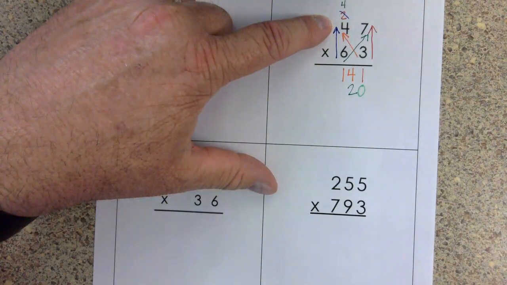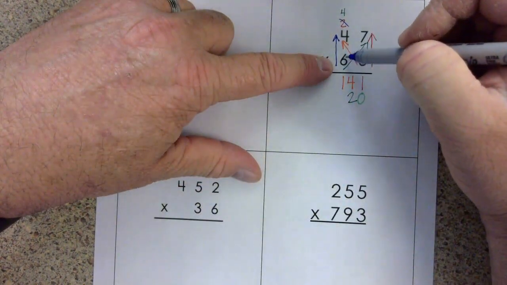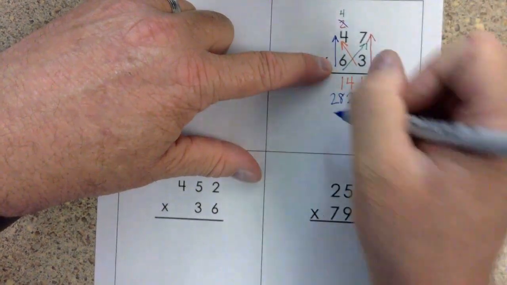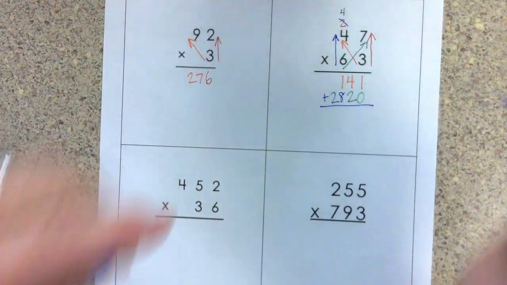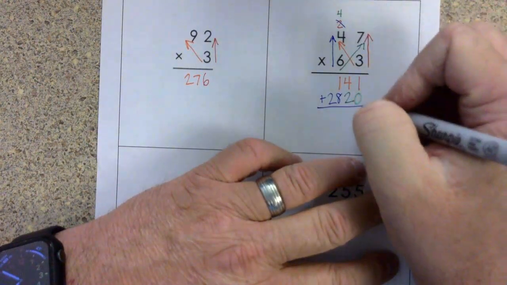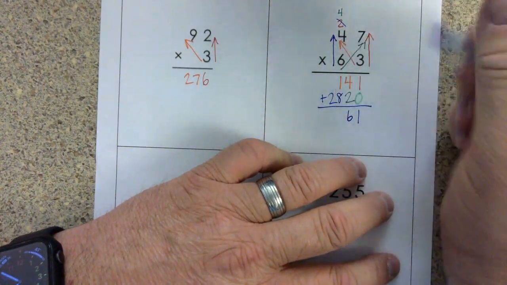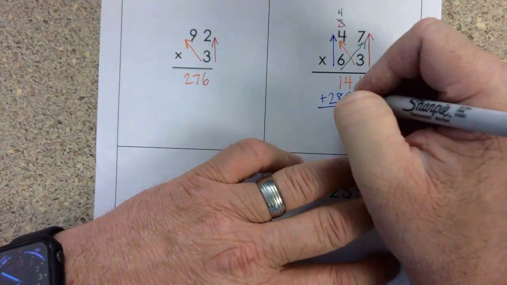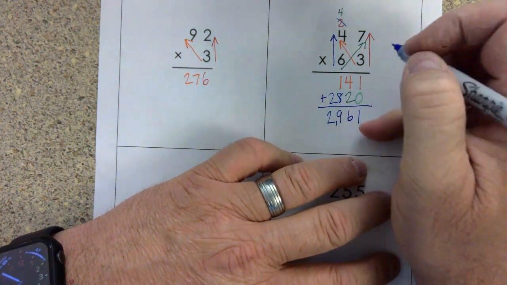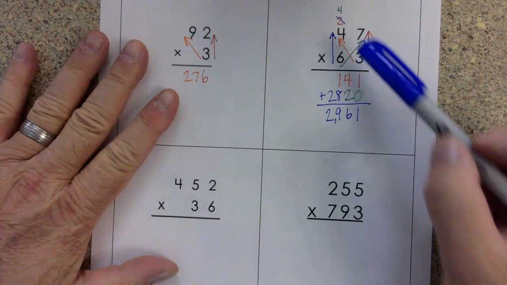We already used that 2, so I don't want to get confused and regroup that. Excuse me, or add that in. 6 times 4 is 24, plus 4 is 28. Okay, and now we're going to add all of that together. 1 plus 0 is 1. 4 plus 2 is 6. 1 plus 8 is 9. Bring down the 2, and I end up with an answer of 2,961.